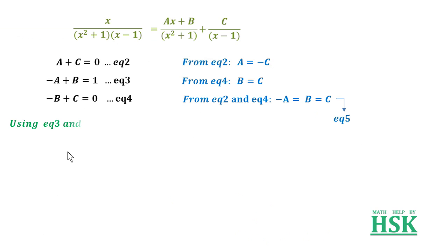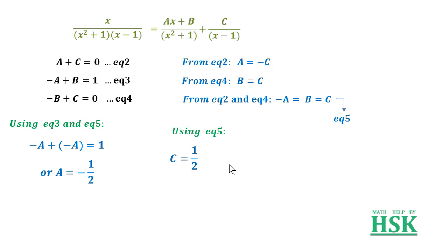Now using equation number 3 and equation number 5: equation number 3 is minus a plus b is equal to 1, and according to equation number 5, minus a is equal to b. So I'm going to place b as equal to minus a in equation number 3. So I'm going to get minus a plus minus a as equal to 1, or a is equal to minus 1 by 2. Okay, so I obtain value of a as equal to minus 1 by 2. So b is equal to minus of a, c is also equal to minus of a. So from using equation number 5 I can write c is equal to 1 by 2 and b is equal to 1 by 2.